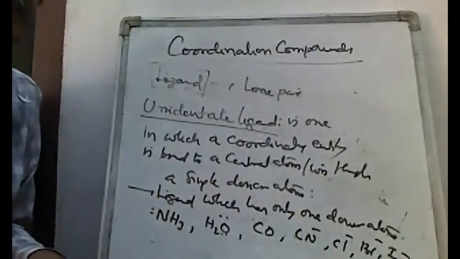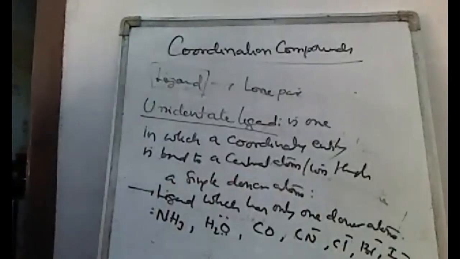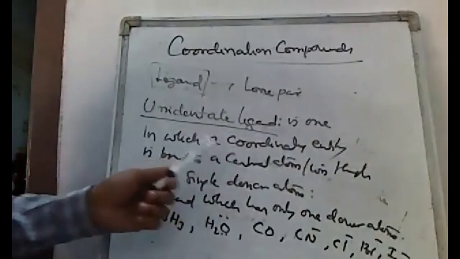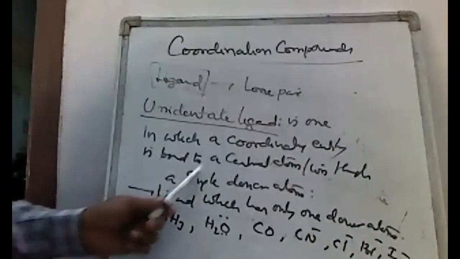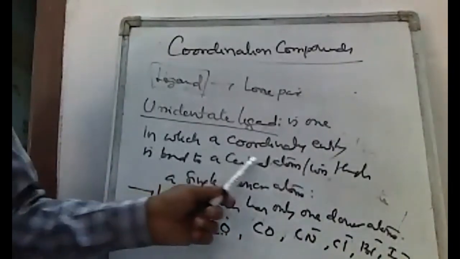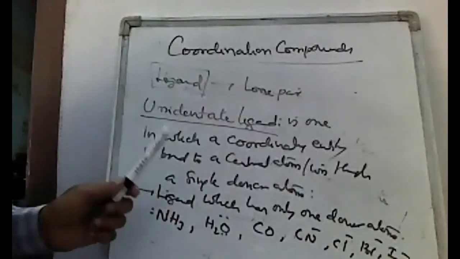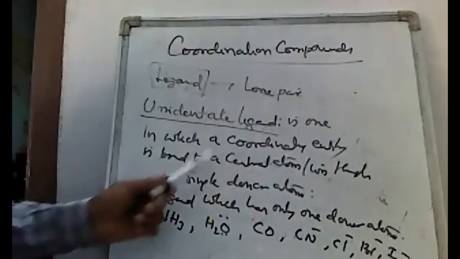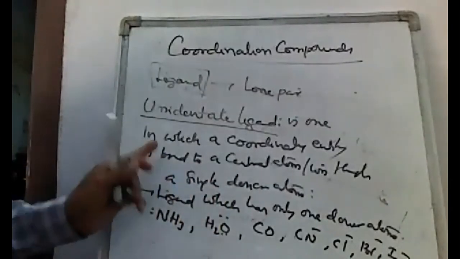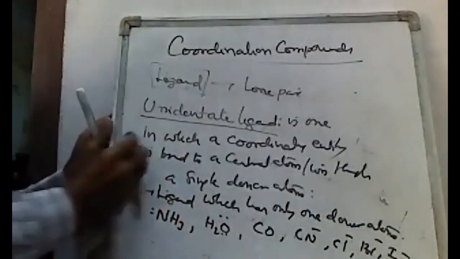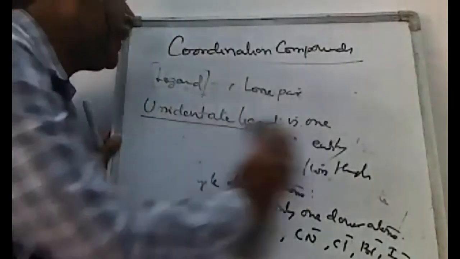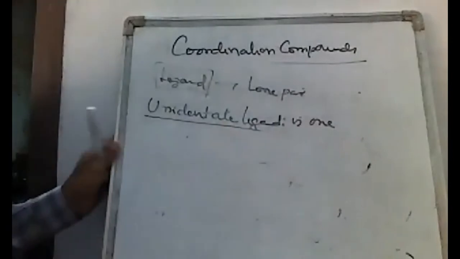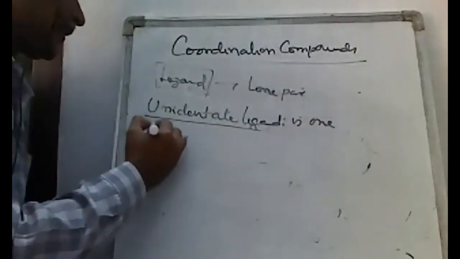What is a unidentate ligand? A unidentate ligand forms a coordinate covalent bond with the central atom with a single donor atom. It has only one donor atom, which can form only one coordinate covalent bond with the central atom. We are calling them unidentate ligands. The next one is bidentate ligand. What is a bidentate ligand?